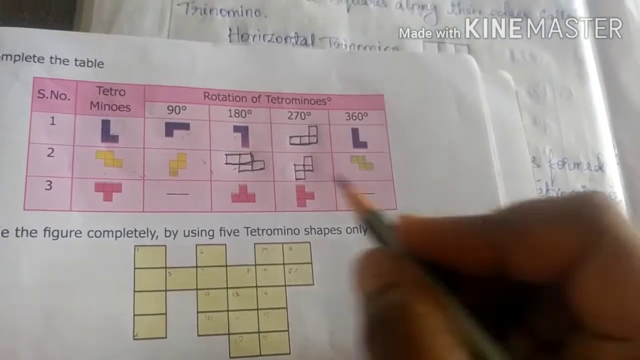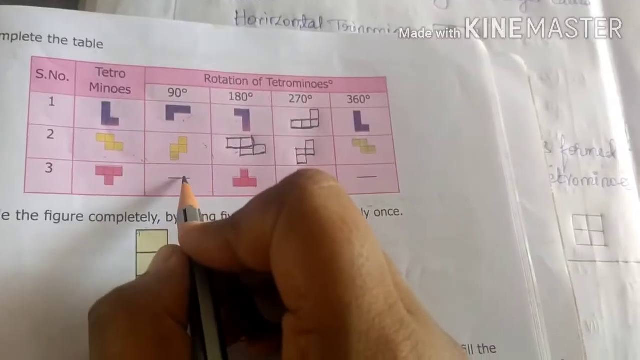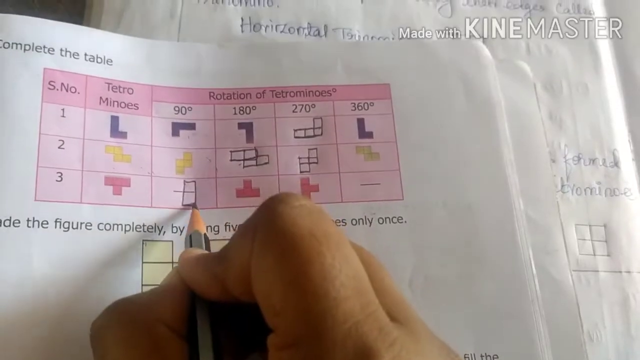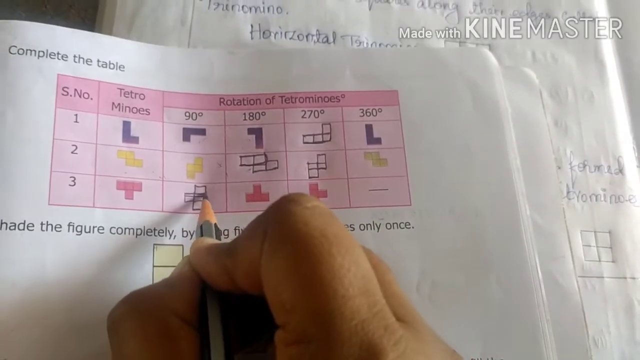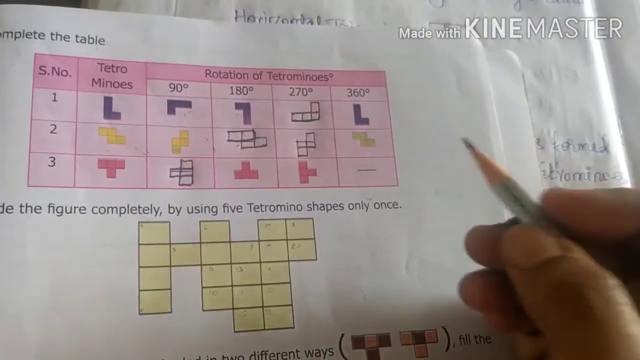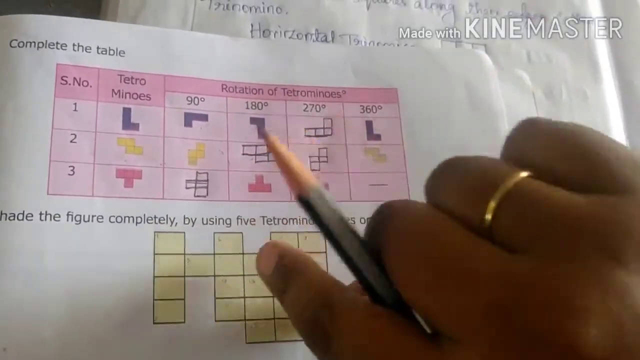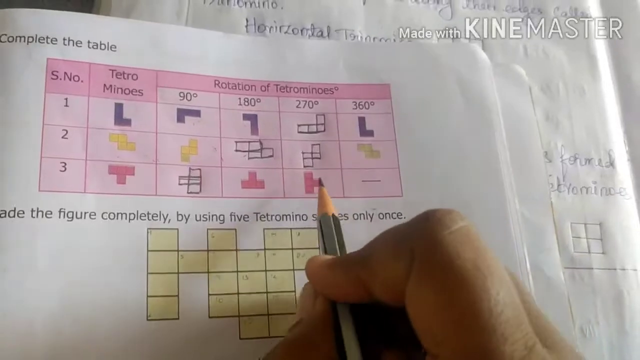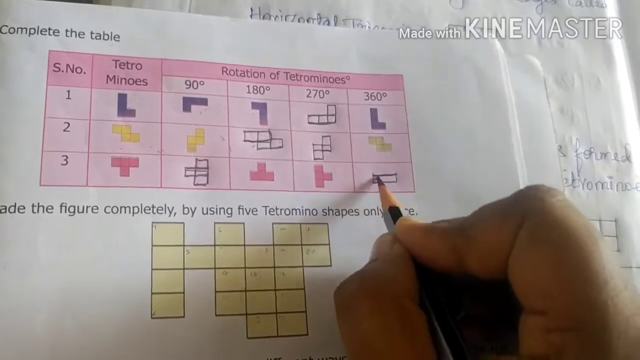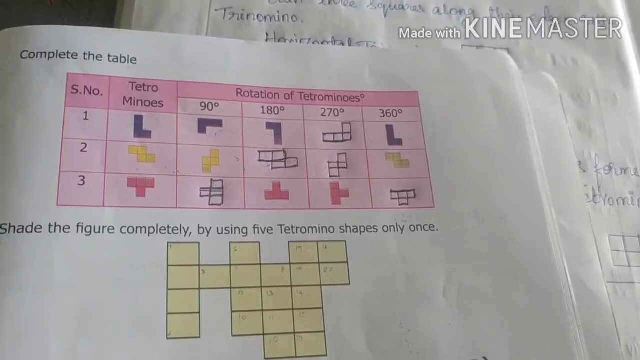Next, coming to this shape. On the first rotation, when we rotate, we will get like this. Next we have to turn, and like this it will come. Again if you turn, like this it will come. Next is up 3, down 1, like that it will come. Are you clear, children?